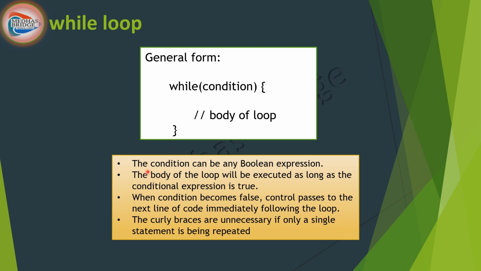Let's look at a quick statement. The condition can be any Boolean expression. The body of the loop will be executed as long as the condition expression is true. When the condition becomes false, control passes to the next line, right? If it is false, that is termination, meaning you are exiting from the loop, as simple as that. Then all the following instructions will be executed. These are called curly braces. The curly braces are unnecessary if only a single statement is being repeated. If you have one statement in the body of the loop, you don't need curly braces. Otherwise, it is always best practice to have them in the while loop. Got it?